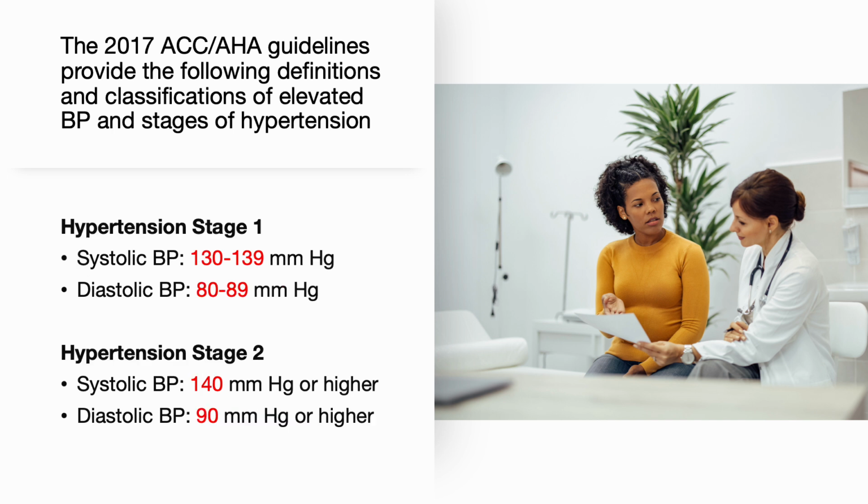Hypertension stage 1 is defined as a systolic blood pressure between 130 and 139 or a diastolic blood pressure between 80 and 89, compared to hypertension stage 2, which is defined as a systolic of 140 or greater or a diastolic of 90 or greater.